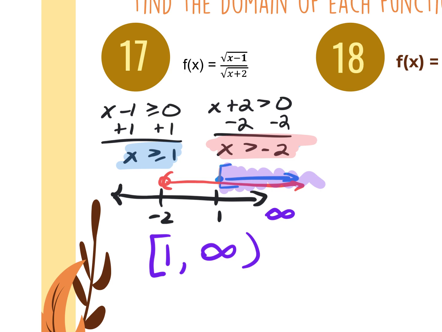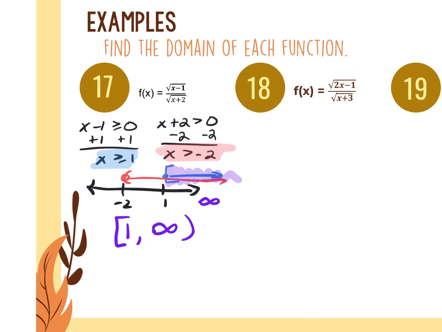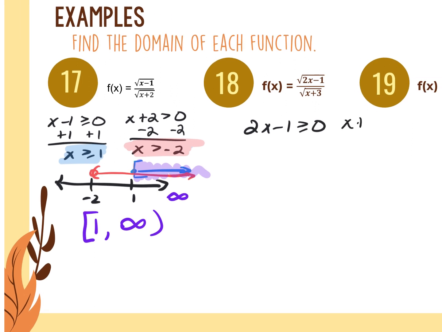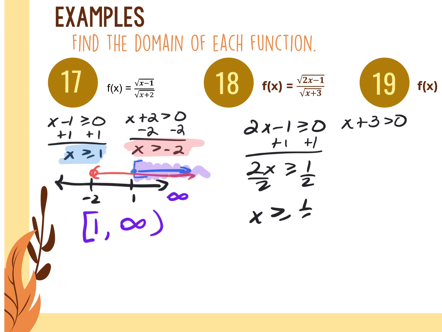Let's try 18. Same thing. I'm going to take what's under the square root symbol, make it greater than or equal to 0 because it's in the numerator, and then the denominator is just greater than 0. Solve each one. Divide. And x is greater than or equal to 1/2. And then over here, subtract the 3, and x has to be greater than -3.